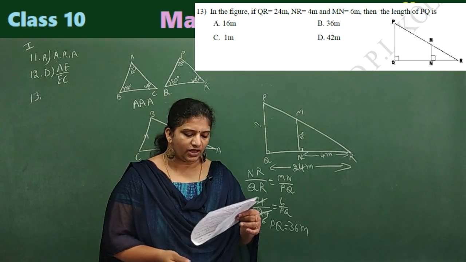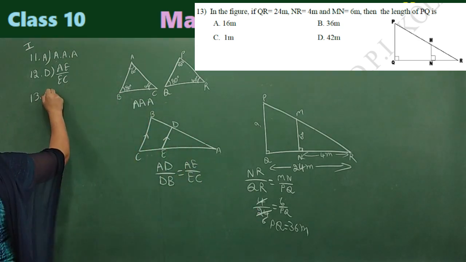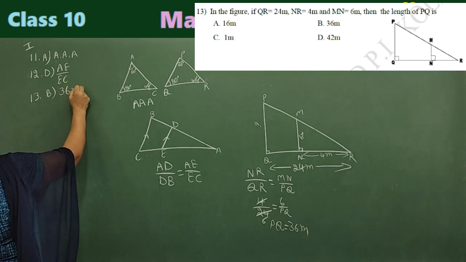See the option? Your option is option B, 36 meters.